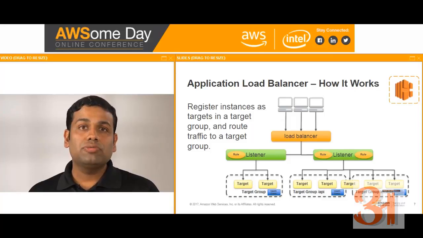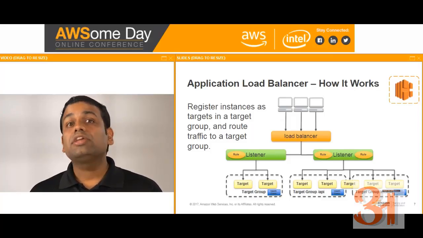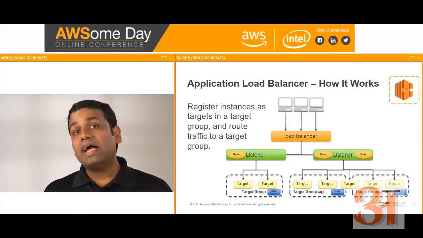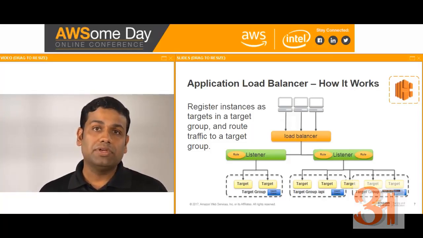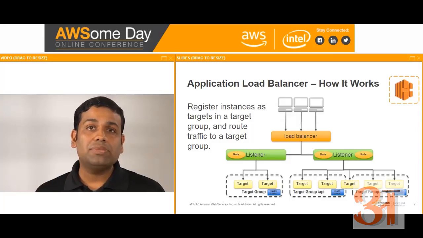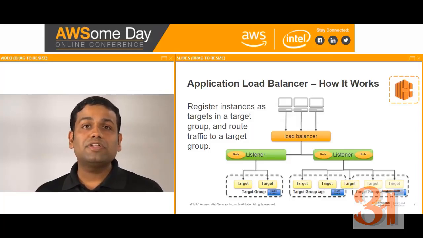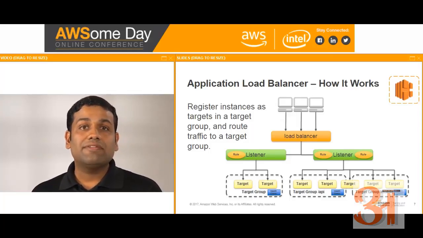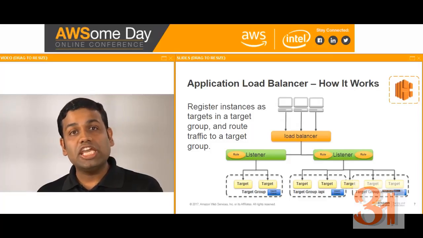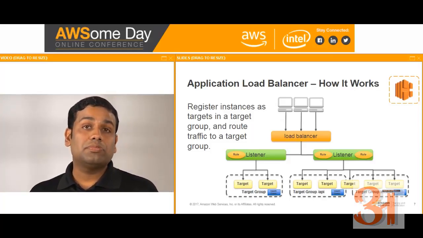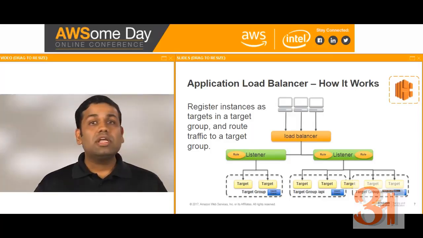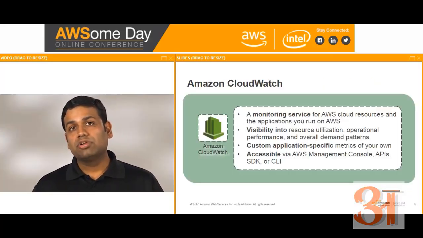The application load balancer, or ALB, can distribute traffic to backend targets based on the path. For example, all traffic to example.com would go to the first target group. Traffic to example.com/API would go to the second target group, and traffic to example.com/mobile would be distributed to the third target group. Let us learn more about Amazon CloudWatch.